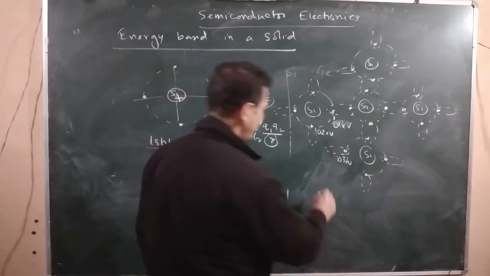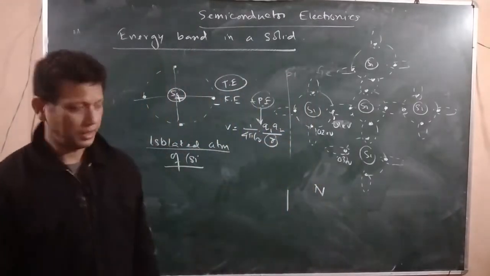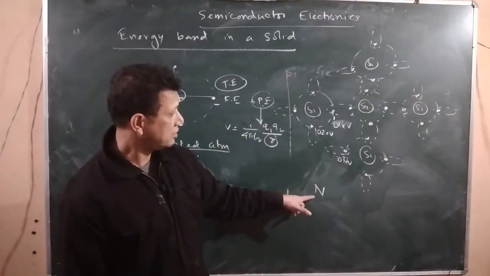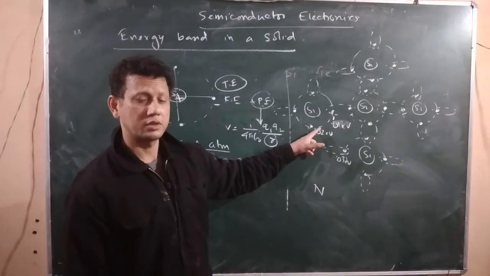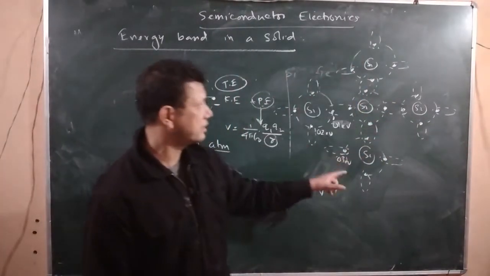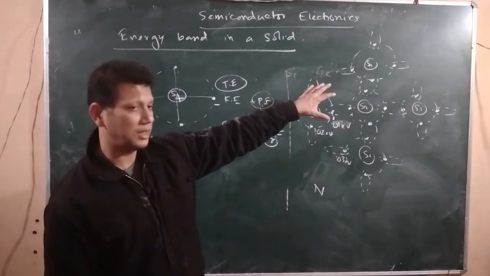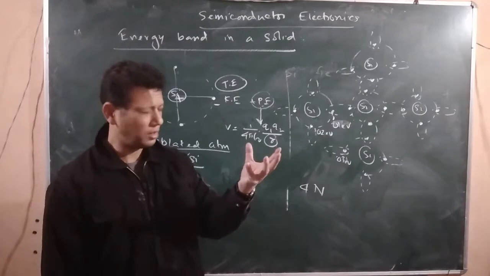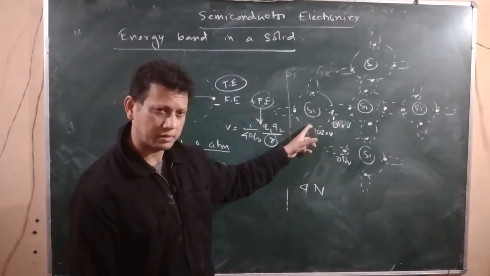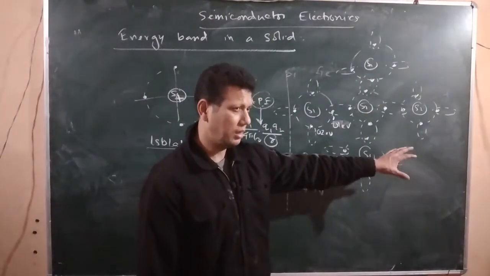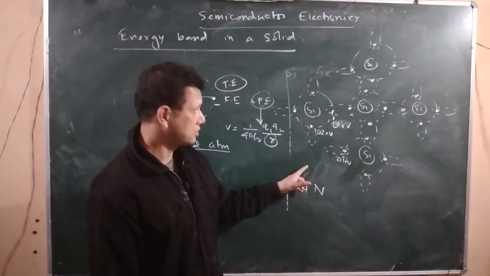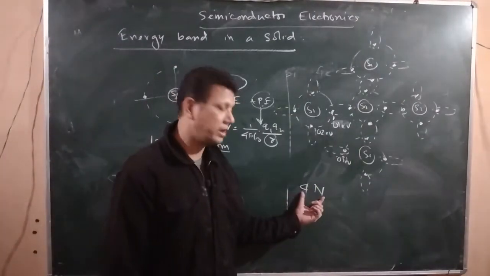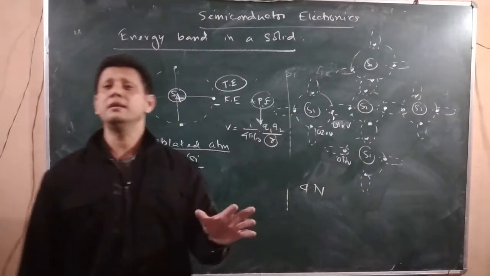Suppose a crystal has a total number of N atoms. In this particular crystal there are N atoms, and we know each atom possesses 4 valence electrons. So what is the total number of valence electrons in this crystal? The total number of valence electrons is 4N. Why? Each atom possesses 4 valence electrons, and the total number of atoms in this crystal is N, so the total number of valence electrons will be 4 into N. And each of these 4N electrons will have different energy.